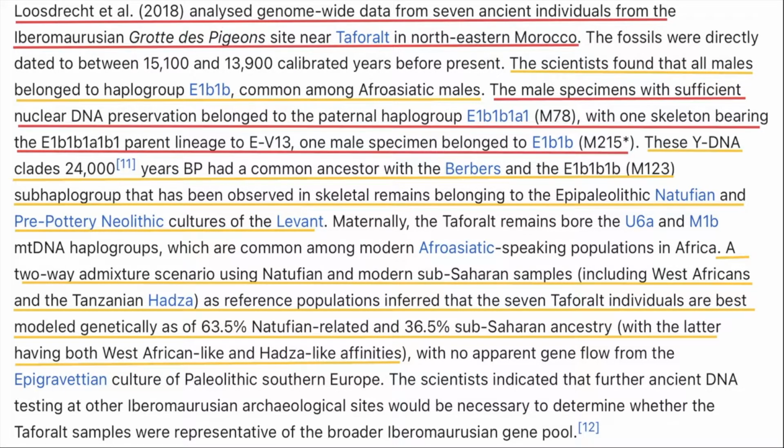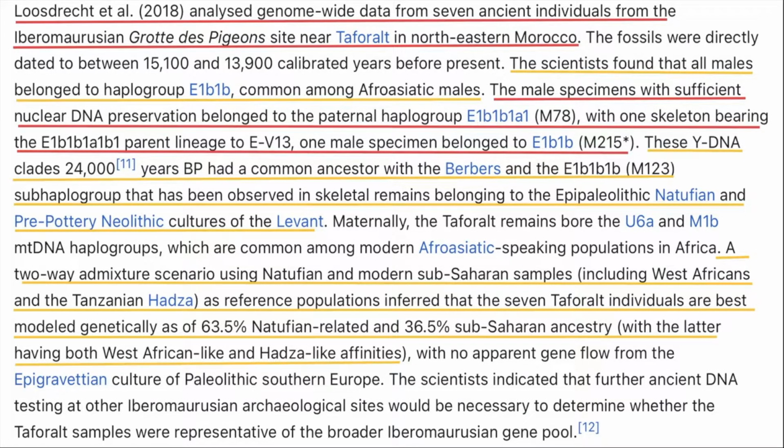One male specimen belonged to E1b1b M215. These Y-DNA clades 24,000 years ago had a common ancestor with the Berbers, and the E1b1b1b1 M123 subclade that has been observed in skeletal remains belong to the Epipaleolithic Natufian and pre-Pottery Neolithic cultures of the Levant.